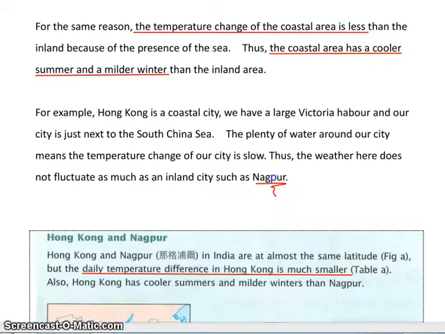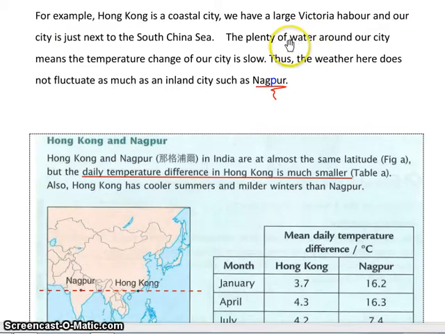For the same reason, the temperature change of the coastal area is less than that of the inland because of the presence of the sea. And this explains why coastal areas such as Hong Kong have a cooler summer but a milder winter, because we have the Victoria Harbour as well as the South China Sea, so that there is plenty of water around our city, and the temperature change of Hong Kong is rather slow.